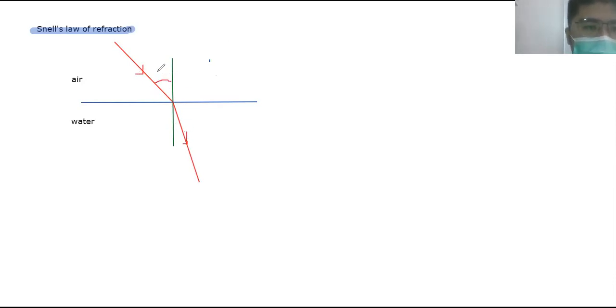Okay, so this is the I, and this is the R. Now Snell's law says that the refractive index... What is a refractive index? The strength of the material to slow down the light speed. Yes, the higher the refractive index, the higher the strength to slow it down.